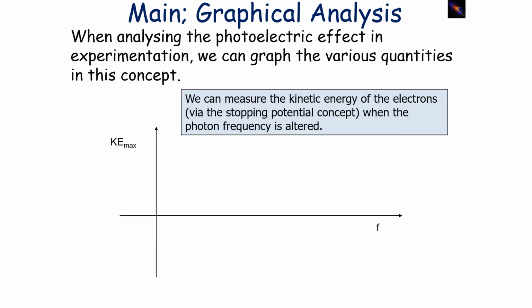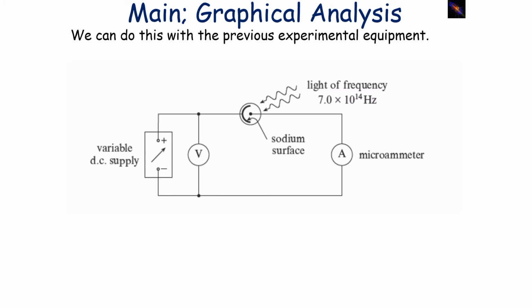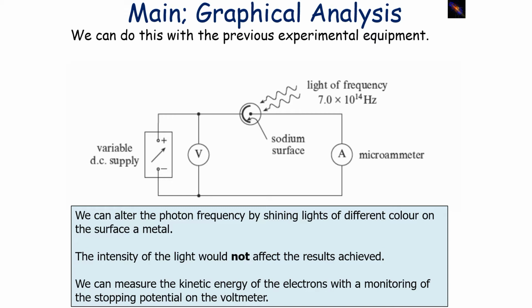Now when analysing the photoelectric effect, we can do this with an experiment and graph various quantities. So what we want to do is measure the kinetic energy of the electrons via the stopping potential concept and alter our photon frequency. You can do this with the following equipment. We can alter the photon frequency by shining lights of different colour onto the surface of a metal. Now the intensity of the light would not affect the results achieved.